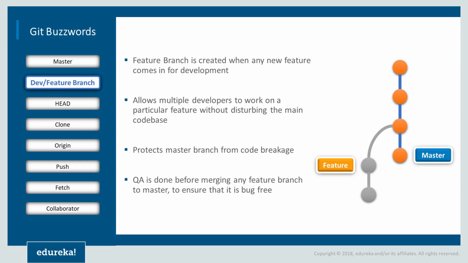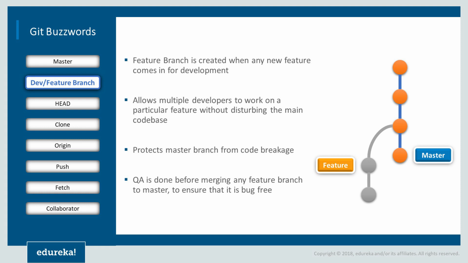The next comes the branch feature. So a feature branch is created when any new feature comes into development. There is no such thing as a special feature branch. Rather, what it means is that we can create a new branch which is named feature. Branches are the main strong point of Git, which allows multiple developers to work on a particular feature in parallel.